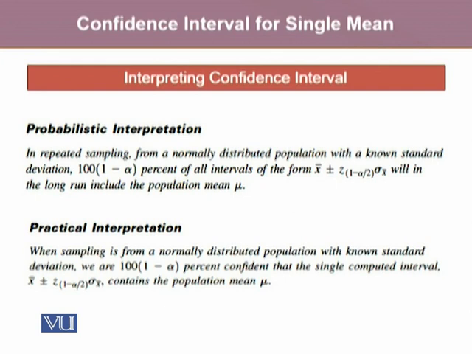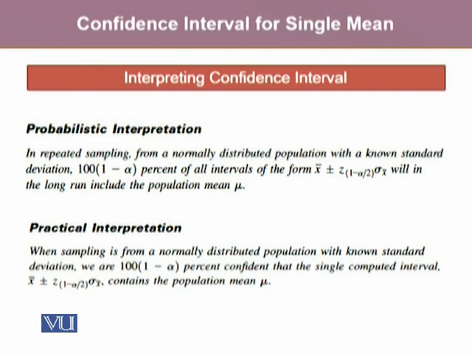In fact, it gives us the confidence. Our confidence coefficient tells us how confident we are, by calculating this confidence interval, that the population mean will fall within this interval or not. The higher the value of the confidence coefficient, the more confidence we have that the population mean mu will fall within the interval.